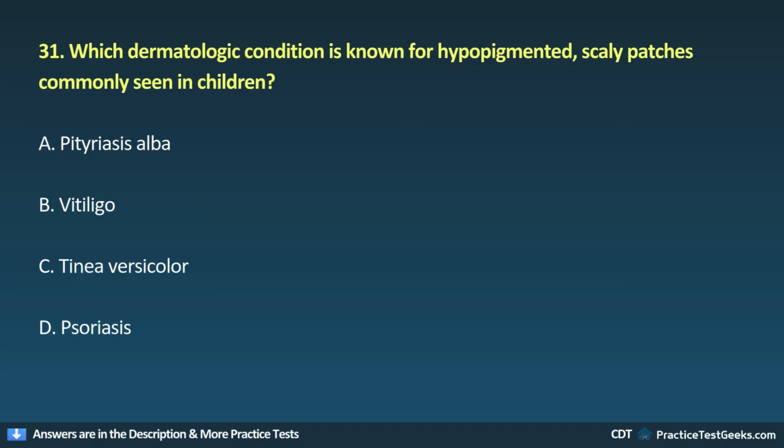31. Which dermatologic condition is known for hypopigmented, scaly patches commonly seen in children? A. Pityriasis alba. B. Vitiligo. C. Tinea versicolor. D. Psoriasis.